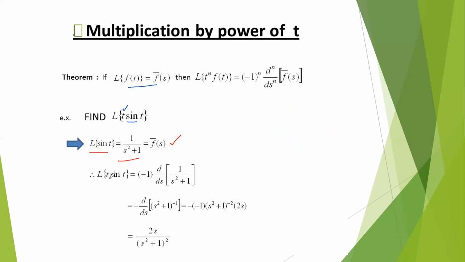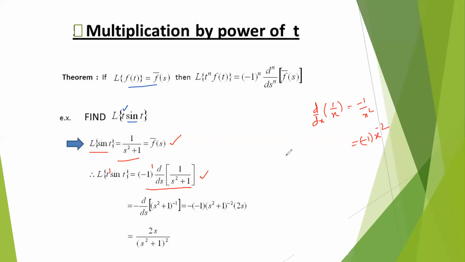So Laplace transformation of t into sine t is defined as -1 whole power 1. Since we have 1 as the power of t here, one time differentiation, that is d by ds of f bar of s, and this f bar of s is nothing but 1 by s square plus 1. In this step we applied the formula, that is -1 whole power 1 into one time differentiation of f bar of s. In the next step we need to differentiate 1 by s square plus 1. As we know, d by dx of 1 by x is -1 by x square, which can also be written as -1 into x power -2.